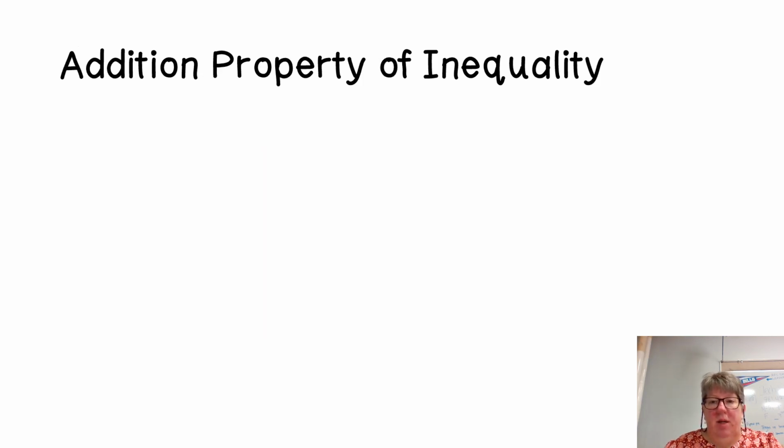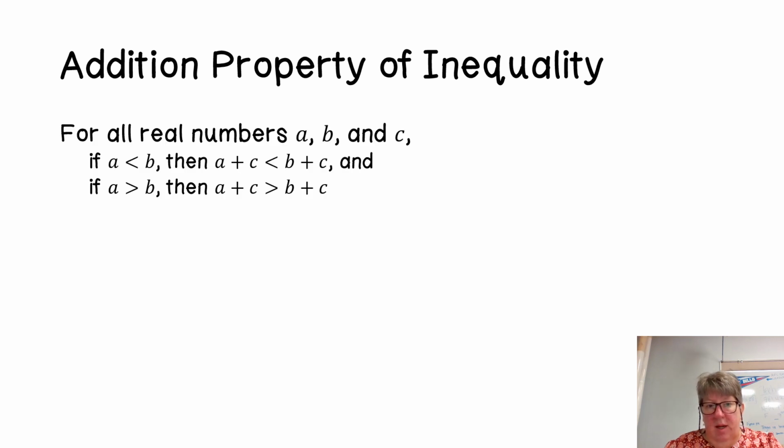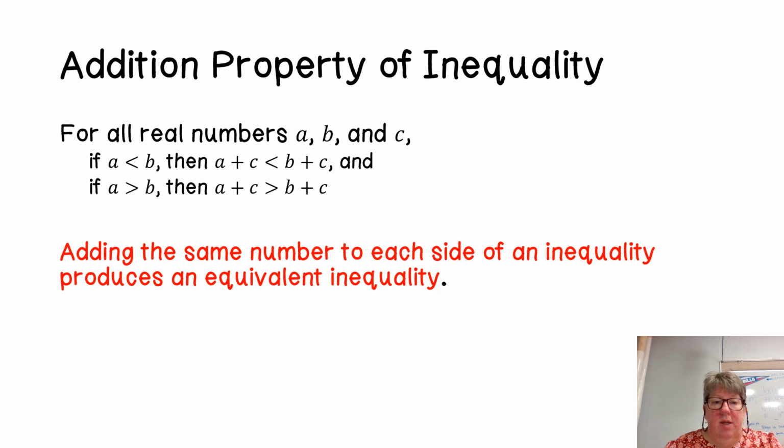The addition property of inequality says, for all real numbers a, b, and c, if a is less than b, then when I add c to both sides, a plus c is still less than b plus c. And vice versa. If a is greater than b and I add c to both sides, then a plus c is still greater than b plus c. So essentially, adding the same number to each side of an inequality produces an equivalent inequality.